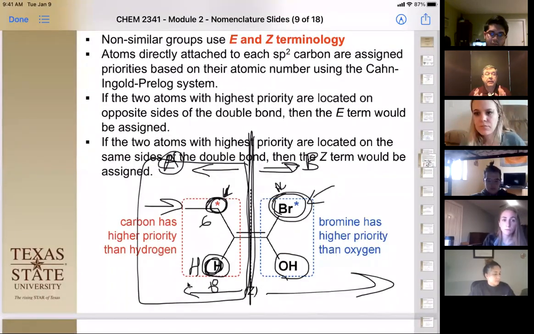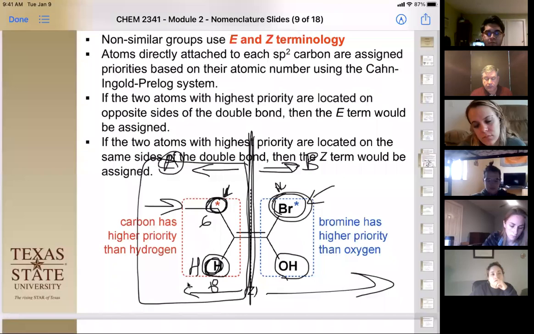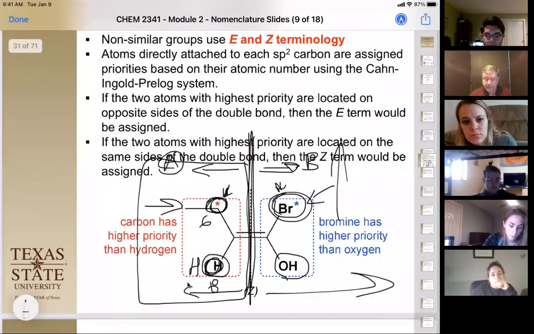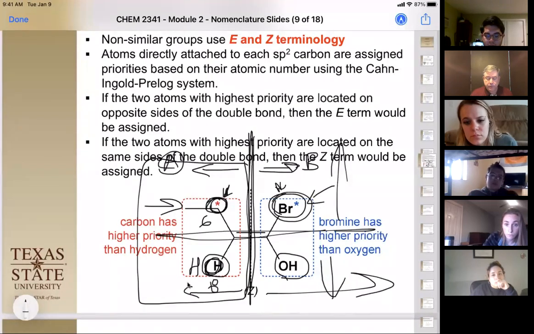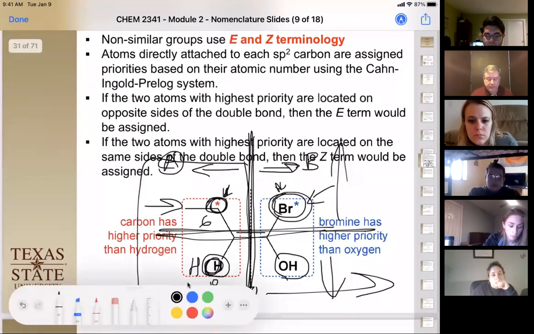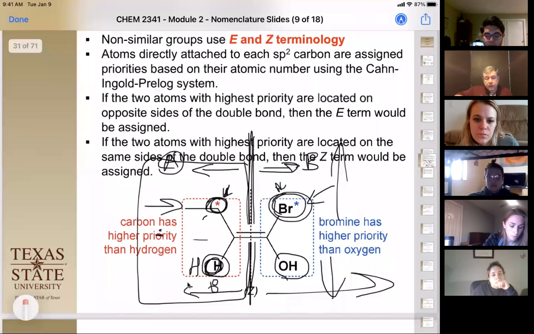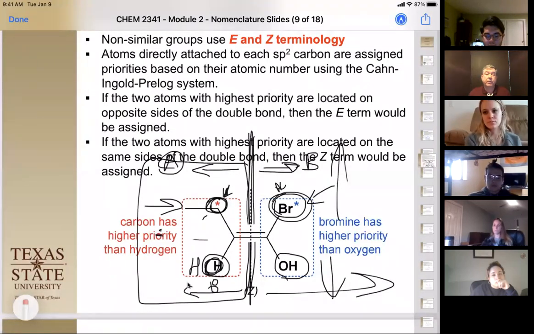So it's important to use the process: cut in half, look at one side, assign priority, look at the other side, assign priority. Some people try to assign priority to all of them or accidentally assign priority to this half versus that half. Don't put your line down the middle here. You must have your line cutting the double bond in half. If you follow that process, you should be able to identify it correctly each time.